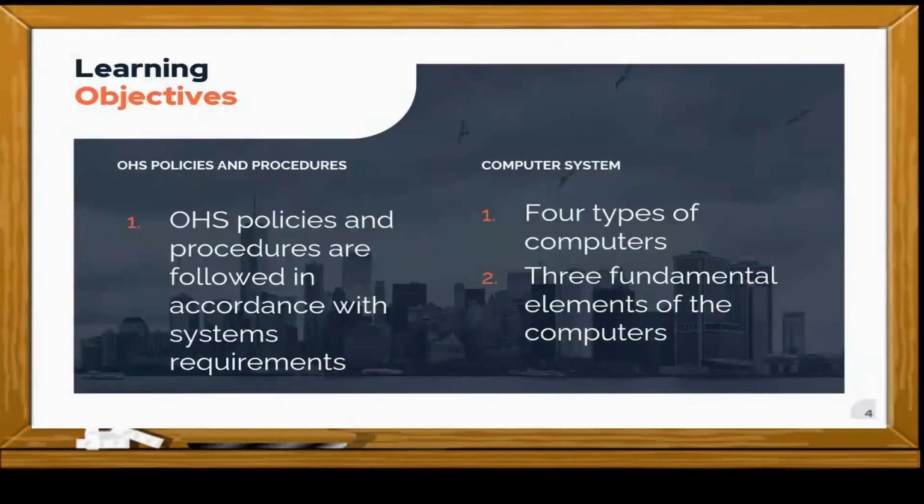Our learning objectives for these video lessons are the following. Number 1, OHS policies and procedures are followed in accordance with system requirements. Second, the 4 types of computers, and the last one is the 3 fundamental elements of computers.